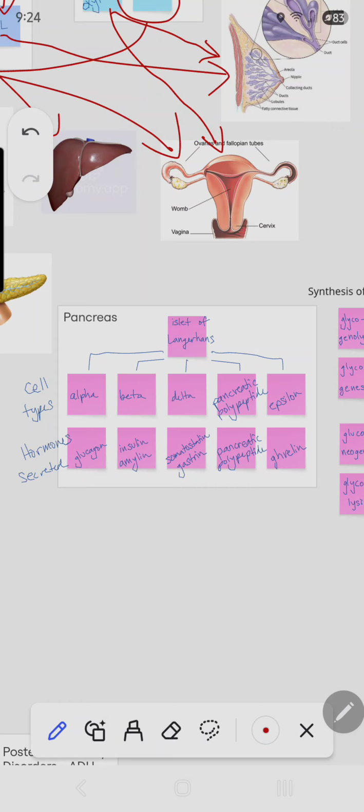These little islets are very numerous. There's millions of them in your pancreas. And each islet has 5 different kinds of cells in it. And each cell has a certain percentage of how many there are in this islet. There are 5 different types of cells. You have your alpha cells, your beta, delta, pancreatic polypeptide, and epsilon cells.